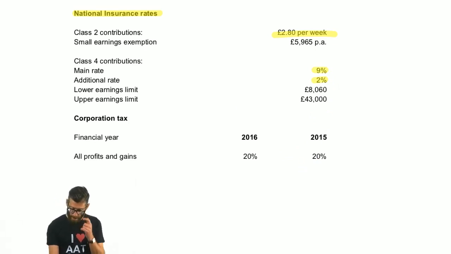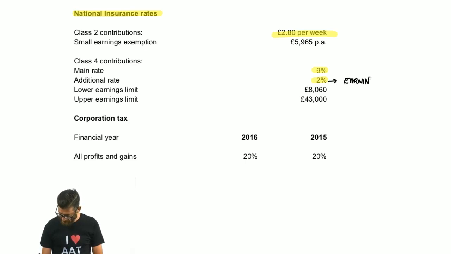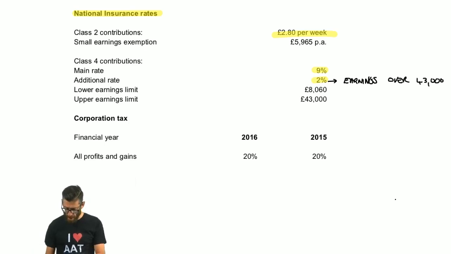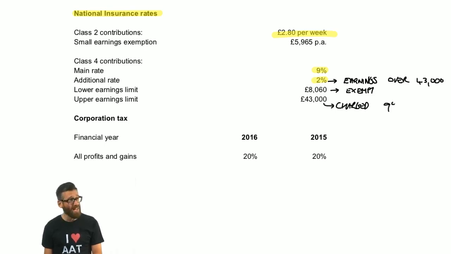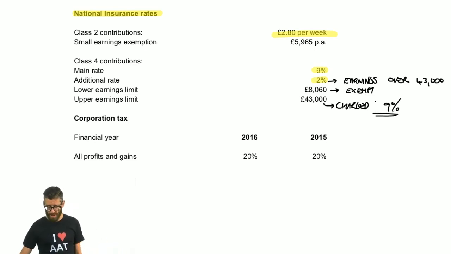Well, the additional is paid, I must stress, on earnings over that 43,000. The lower earnings limit is 8,060. Your first 8,060 is exempt, so it's at 0. And then up to 43,000, you're charged 9%. So we are given guidance. We are given the information that we now need. The challenge we have is what was the total? Well, let's do the class 2s first of all, shall we?